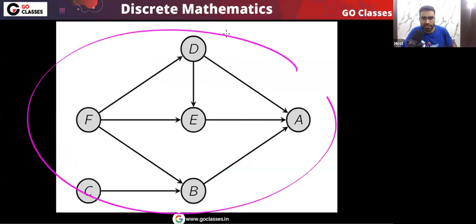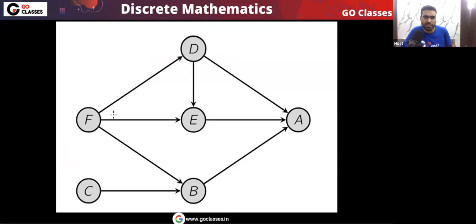You can see this is a directed graph, but do we have any cycle in this graph? Let's check it. You can easily check. This is a directed acyclic graph. Okay, you can easily check it. Yes, this is a directed acyclic graph.